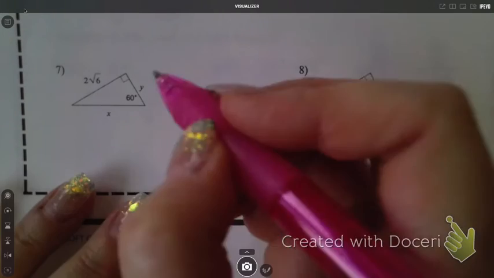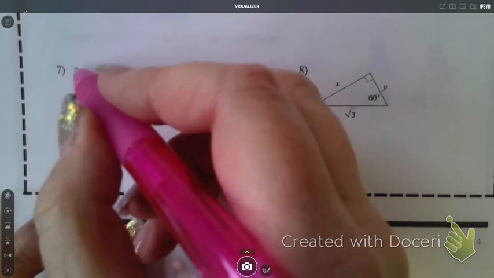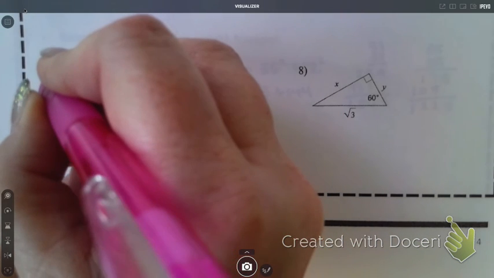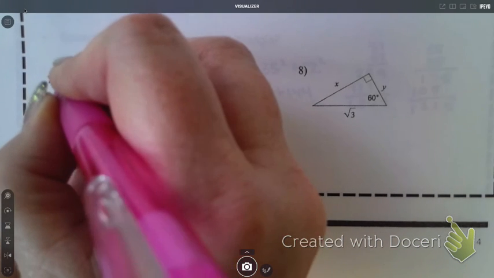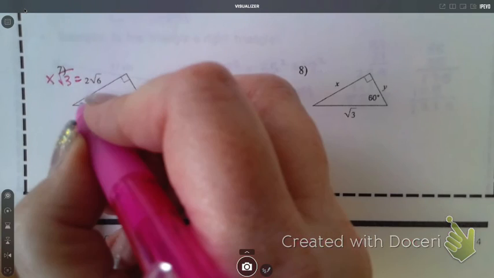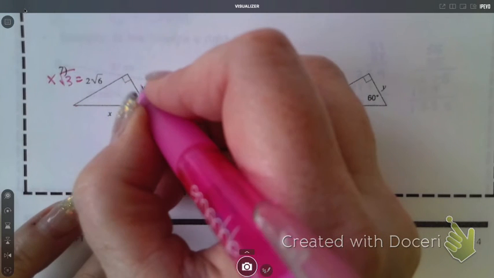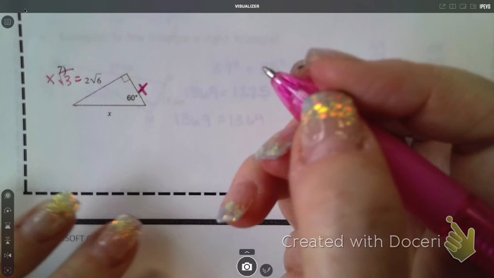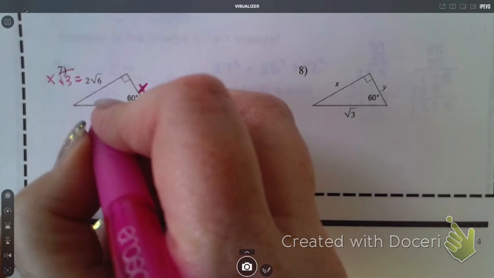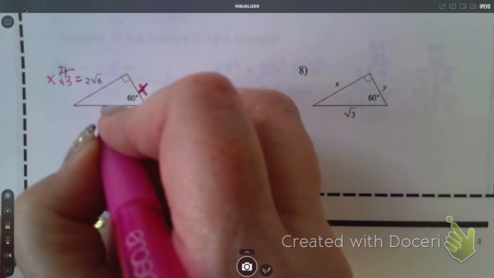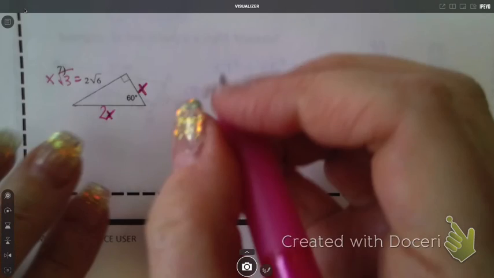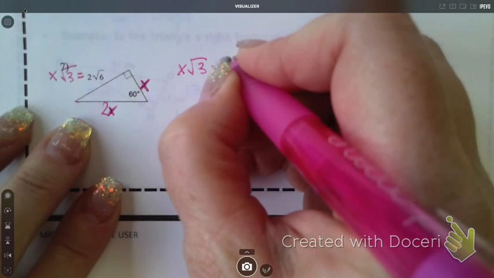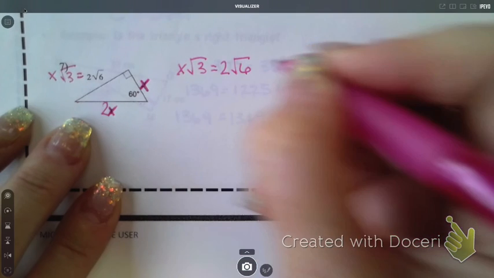Okay, so across from 60, I always start with what they give me first. Across from 60 is what? The x square root of 3. Yep. Okay, across from 30, the x becomes a 1, the y becomes an x. And across from 90 is 2x. So I have x square root of 3 equals 2 square root of 6. That's the first thing I do.